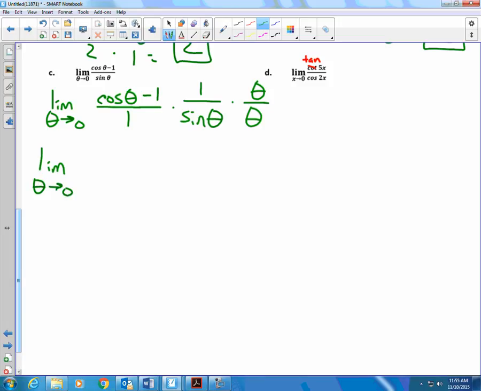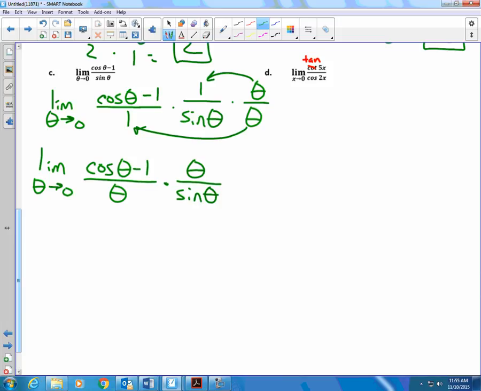And I get the limit as theta goes to 0 of cosine of theta minus 1 over theta. So I'll take that theta and bring it here. I'll bring this theta here. Cosine of theta minus 1 over theta gives 0, times 0.